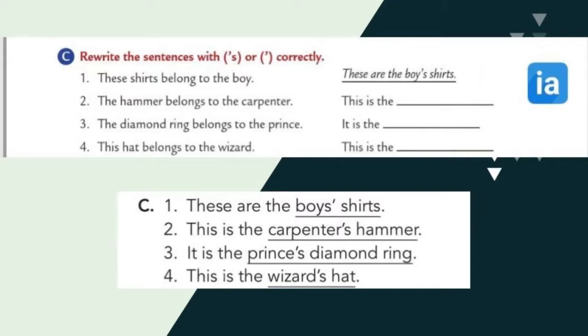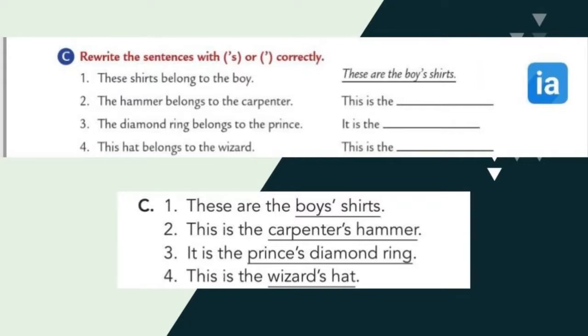And then the fourth one is, this hat belongs to the wizard. So here the hat belongs to the wizard. Wizard is a singular noun. The answer is, this is the wizard's hat. We should use apostrophe s after the noun wizard. Students, the first four sentences are over. The remaining four are there. You should try them in your grammar book. Write neatly and clearly.